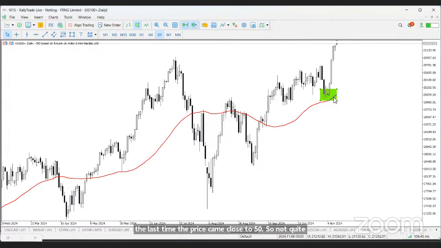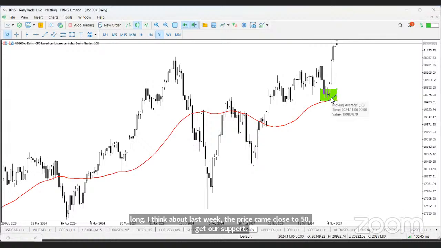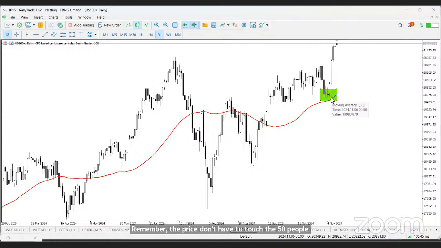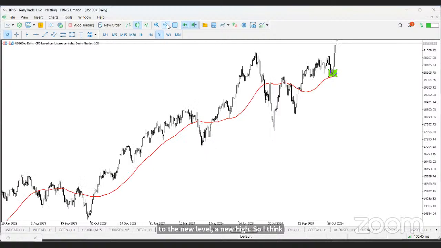Remember, the price doesn't have to touch the 50 before it gets support. But if you want to buy or sell, it must touch 50. So I think the price has gathered enough support to move to a new high. So I think US 100 will continue to push forward. For those people that are asking me to look at US 100, if you're on a buy and you're in profit, stick with it. Stay there. If you're on a sell and you're not in profit, except you have large money, you might want to close your trade and accept your loss.